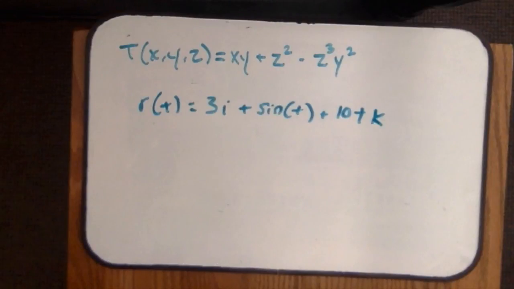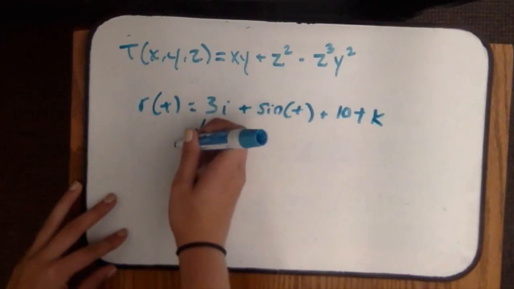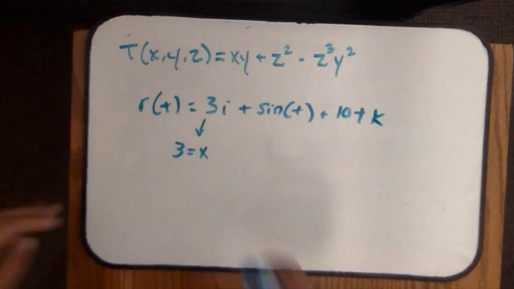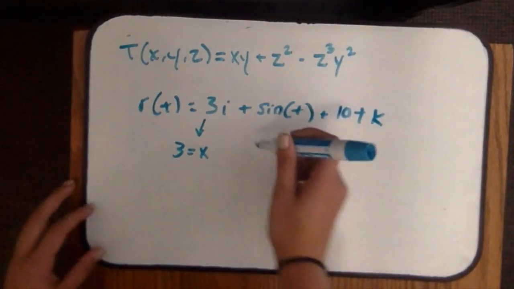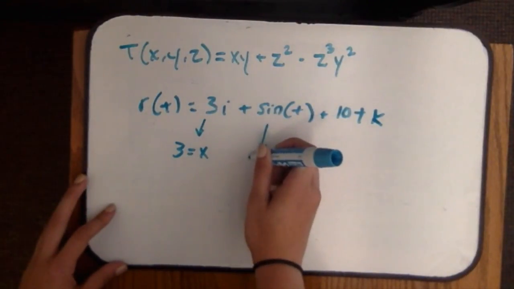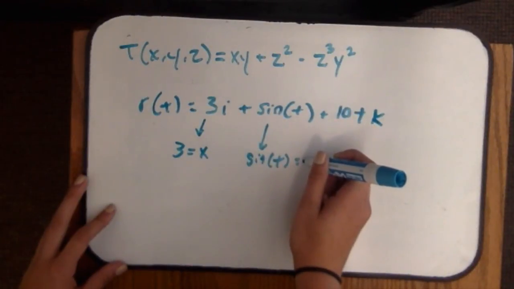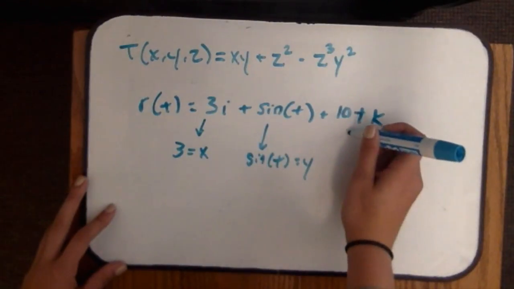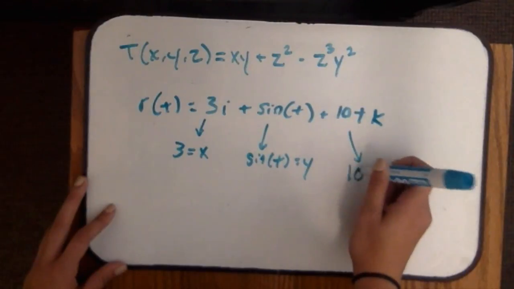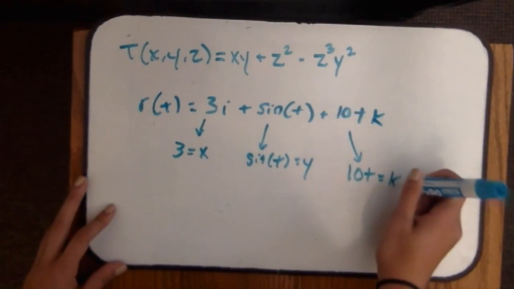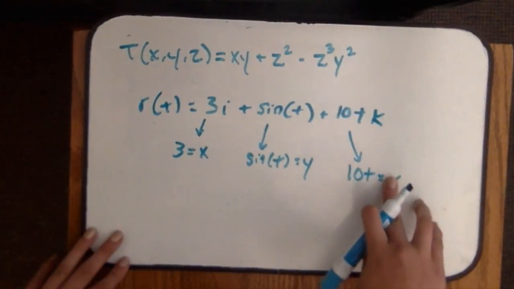First, let's remember that i, j, k refers to the x, y, and z axis of our 3D area. So, the constants that come before i, j, k will equal x, y, and z. So, x will equal 3, sine of t will equal y, and 10t will equal z. And I know that I put k on there, but please ignore my mistake.